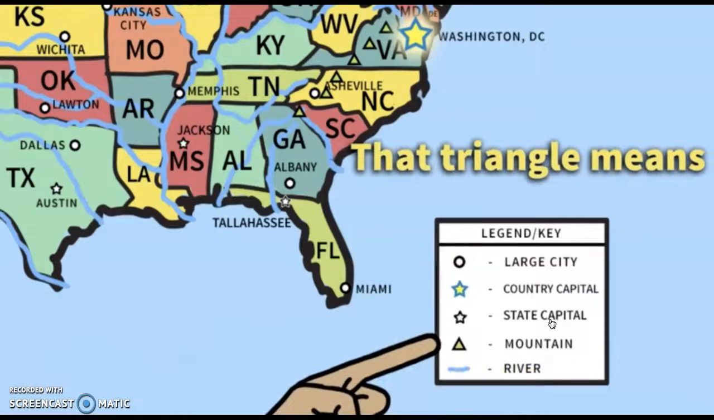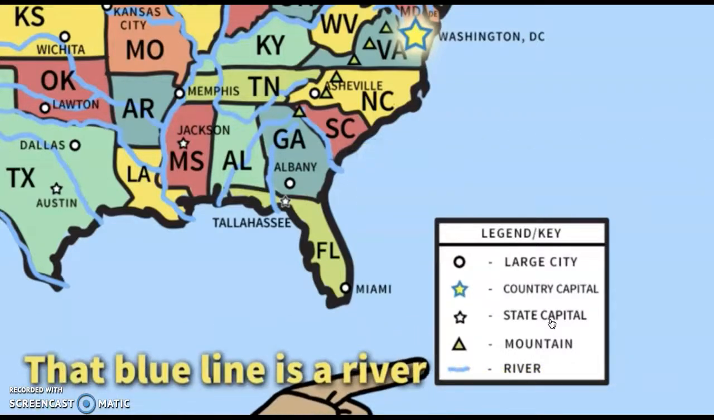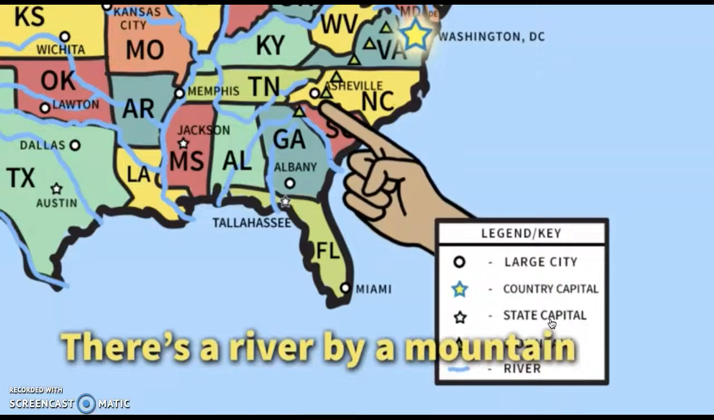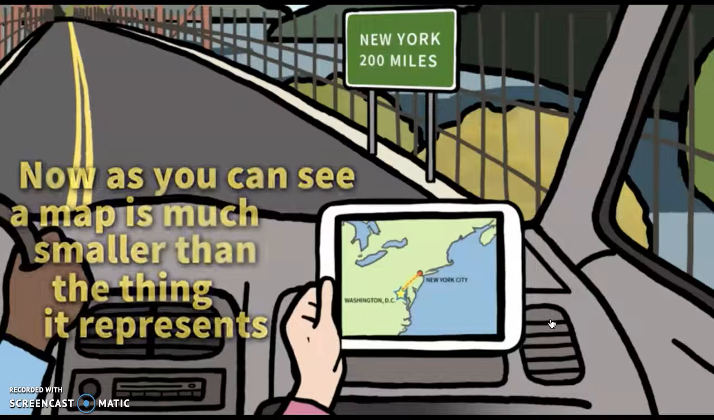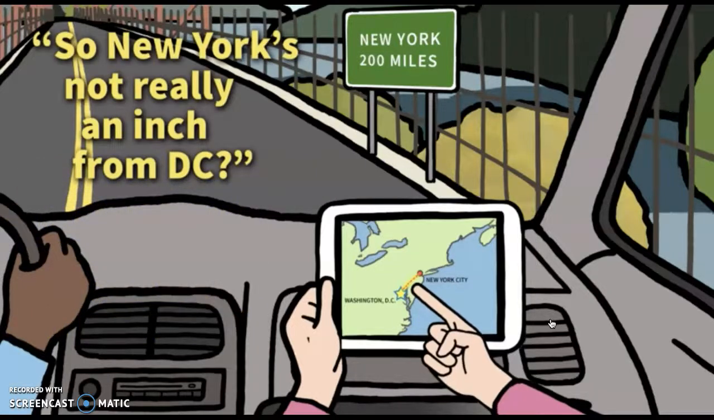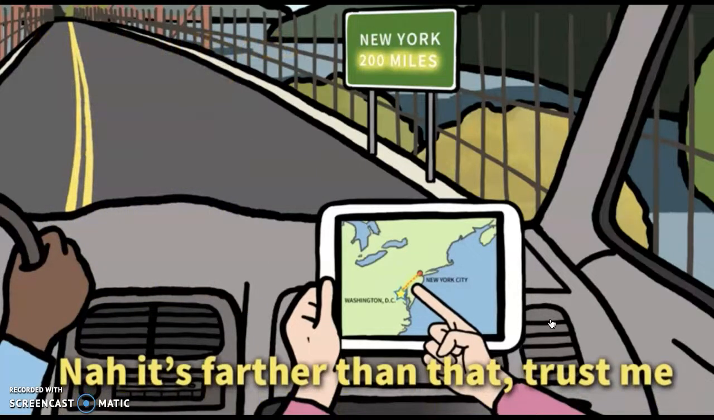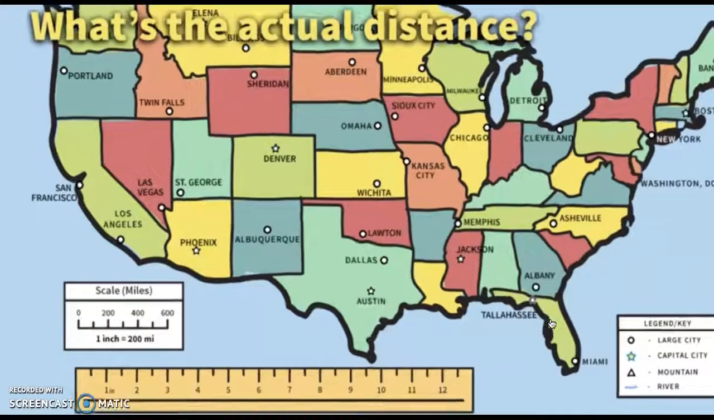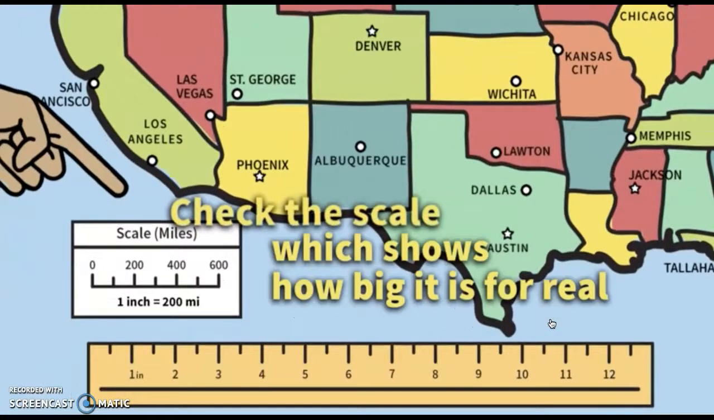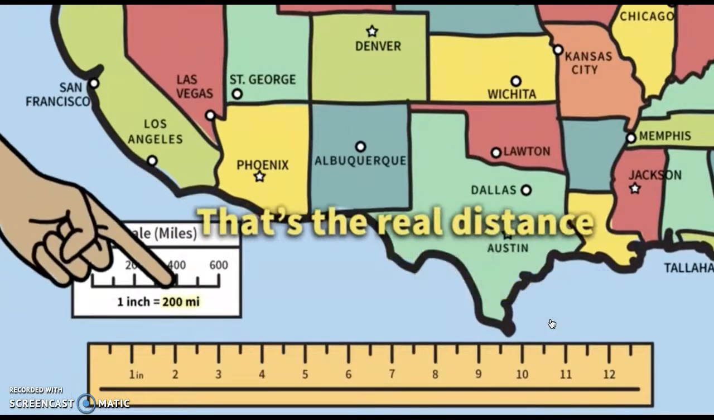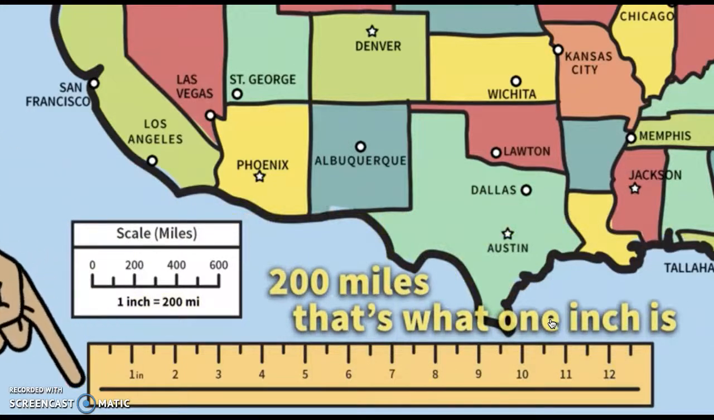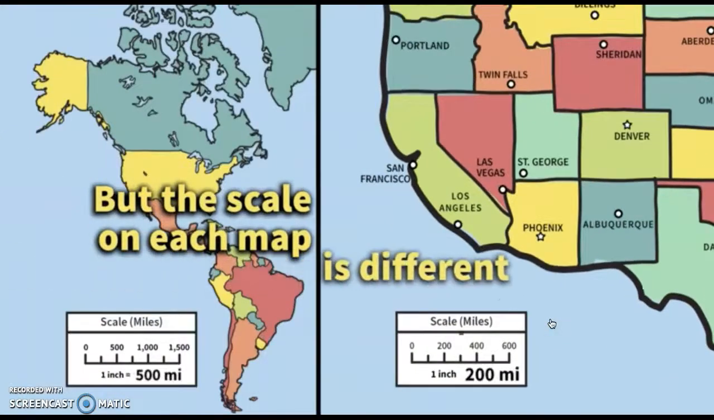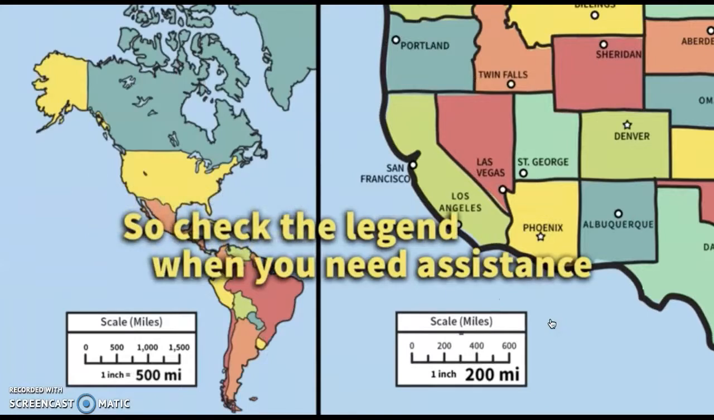Now come with me. There are more symbols that I'm counting. That triangle means there's a mountain. That blue line is a river. There's a river by a mountain. Go figure. Now as you can see, a map is much smaller than the thing it represents. Oh, so New York's not really an inch from DC? Nah, it's farther than that, trust me. What's the actual distance? Check the scale, which shows how big it is for real. That's the real distance, that's the map distance, 200 miles, that's what 1 inch is. But the scale on each map is different, so check the legend when you need assistance.